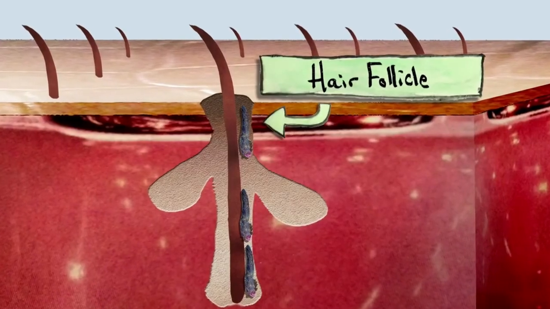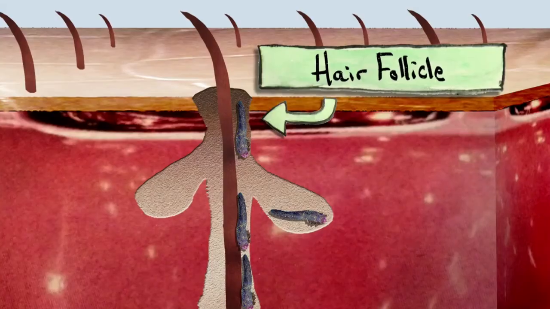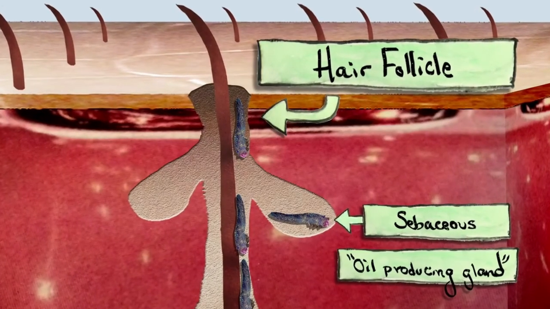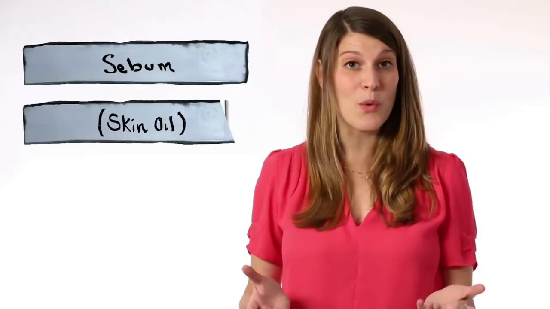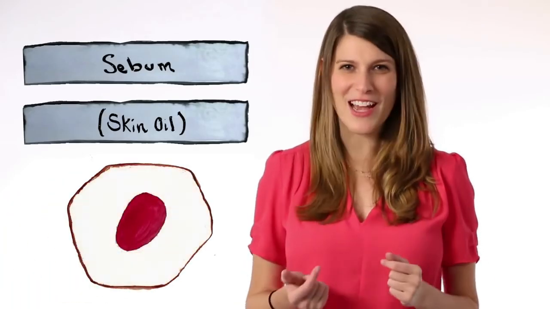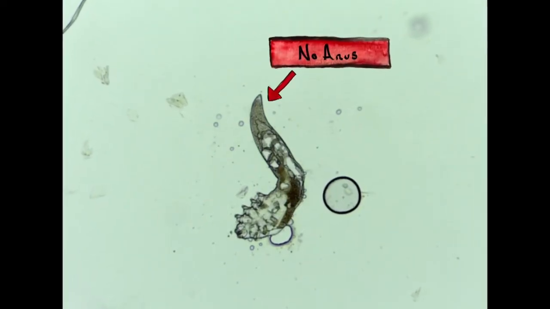They live in the hair follicles on your forehead, cheek, and nose, or, depending on the species, inside the sebaceous or oil-producing glands surrounding those follicles. They eat sebum, or skin oil, and also slurp out the insides of your dead skin cells. And that's where things get really gross. You see, face mites don't have anuses. Bummer. They store all of their poop in their abdomens until the day they die, at which point they decompose and leak feces all over your face.